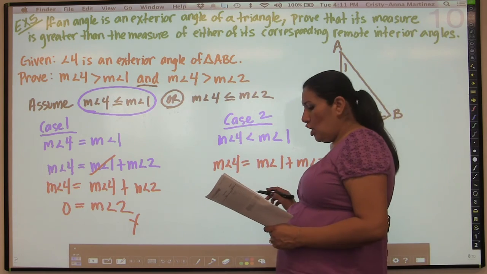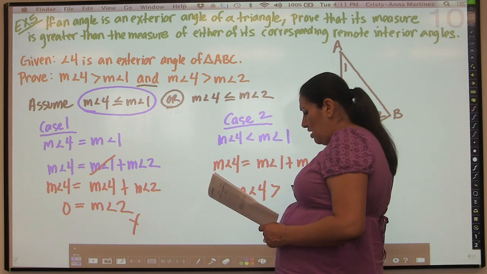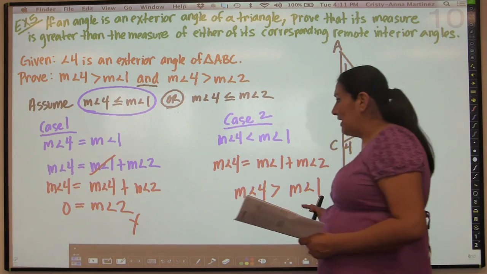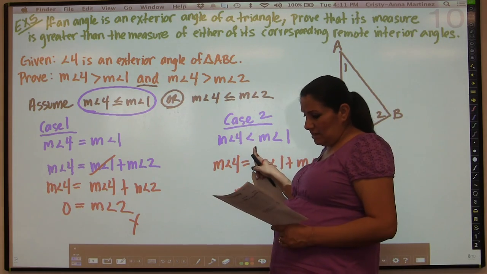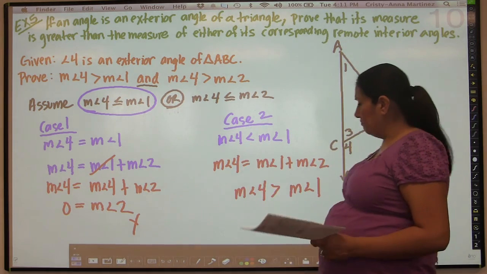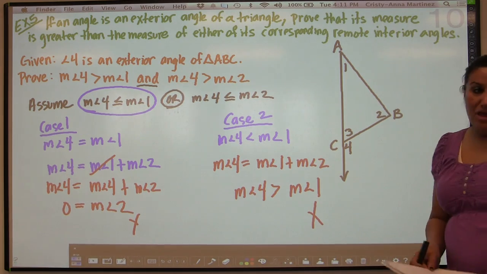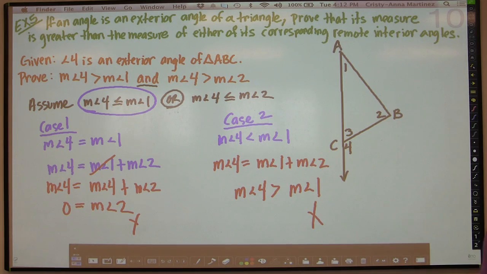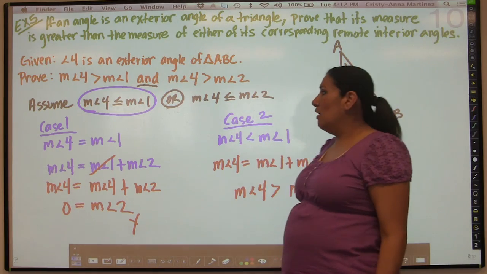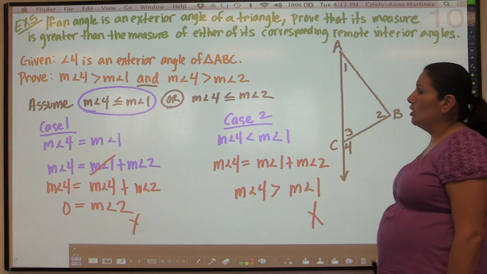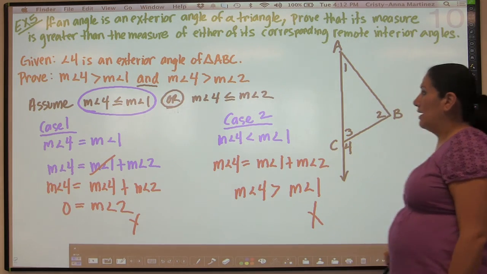So based on that, we know that the measurement of angle 4 has to be bigger than the measurement of angle 1. But that again is a contradiction because it says here that the measurement of angle 4 is less than the measurement of angle 1. And so now we have another contradiction. And since both of those led to a contradiction, that means that our assumption that the measurement of angle 4 was less than the measurement of angle 1 is false. And if it's false, then it must be that the original conclusion was true. And that is your proof for that guy.